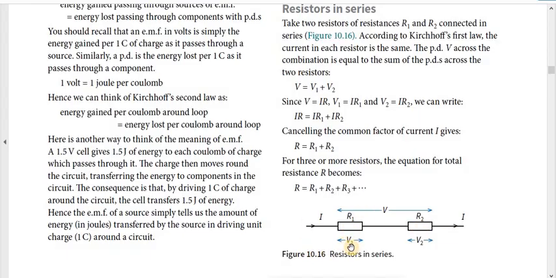Now we can call the potential difference across this resistor V1, and the potential difference across this resistor V2, and the sum of the potential differences here is V. So if you add this potential difference V1 and this potential difference V2, we get V, and that is what is shown here.